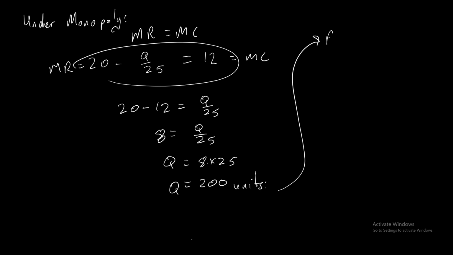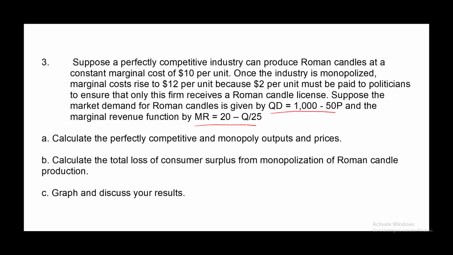Then to solve for price, we know that price is equal to 20 minus Q over 50, which we calculated before, and this is equal to 20 minus 200 over 50. So you have a price of $16. Under the monopoly, you have an output of 200 and a price of 16. Part B says to calculate the total loss of consumer surplus from monopolization of Roman candle production. And part C says to graph and discuss your results.